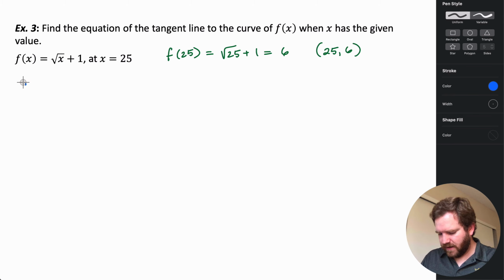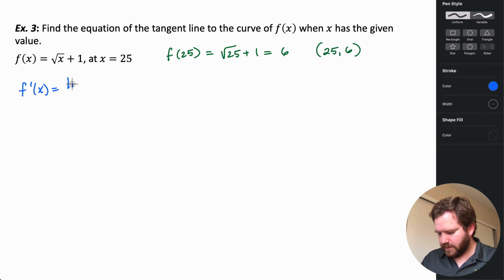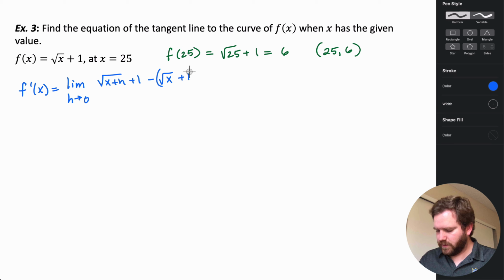So what is f prime of x? F prime of x is equal to the limit as h approaches 0 of f of x plus h. So that'd be plugging x plus h in here. So that's the square root of x plus h plus 1 minus f of x, which is exactly just the square root of x plus 1, all divided by h.